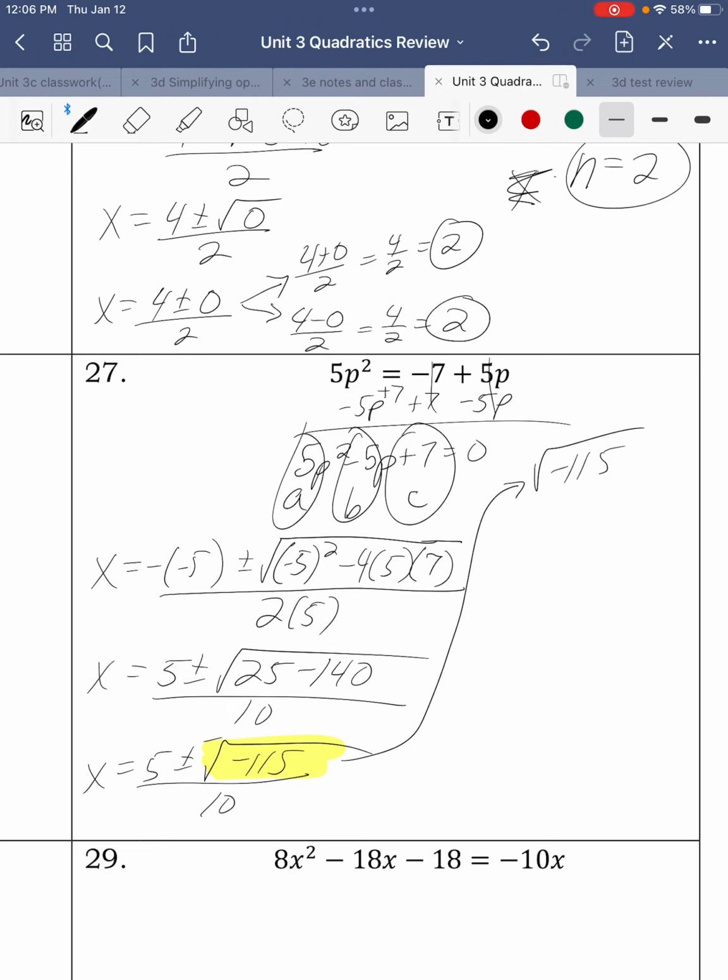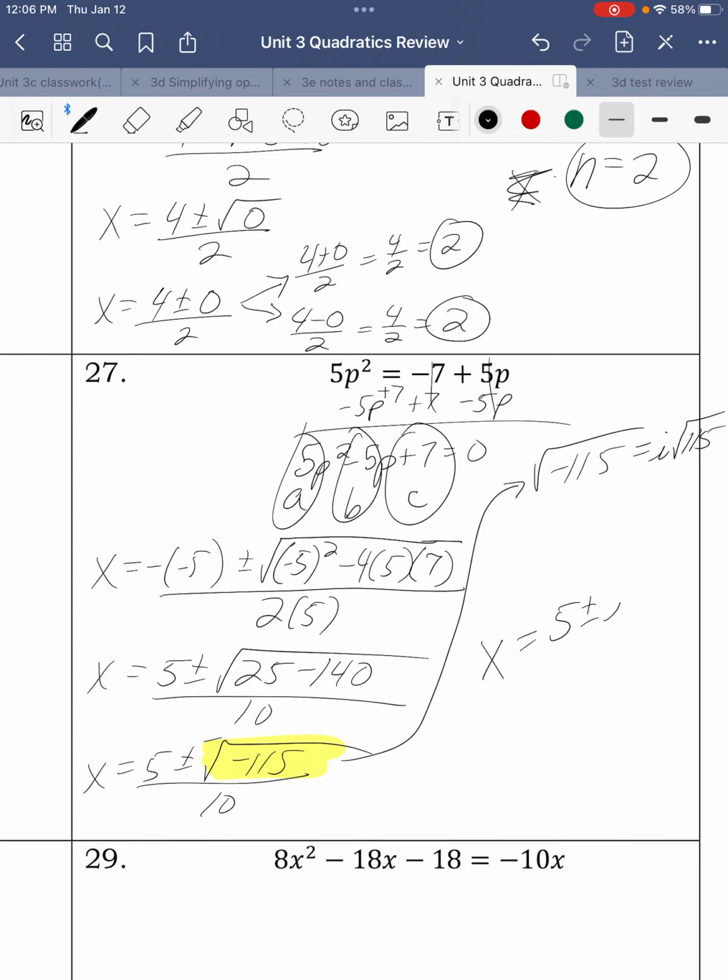Square root of negative 115. So the negative 1 will come out as i, and then 115. Is that divisible by 4? No. 9? I don't think so. 115 divided by 9, so all the perfect squares, no. 115 divided by 16, 25, no. 36, no. 49, no. Nothing's going to work. So the only thing it can simplify to is i square root of 115.